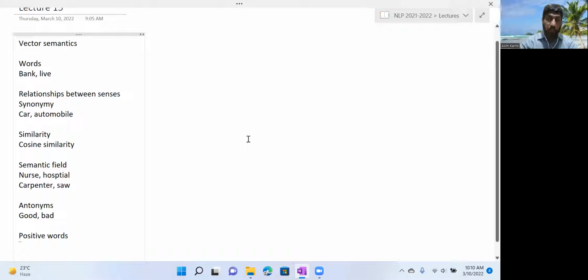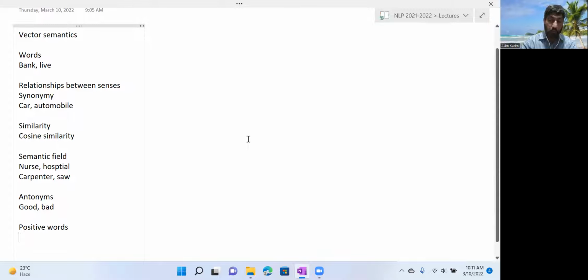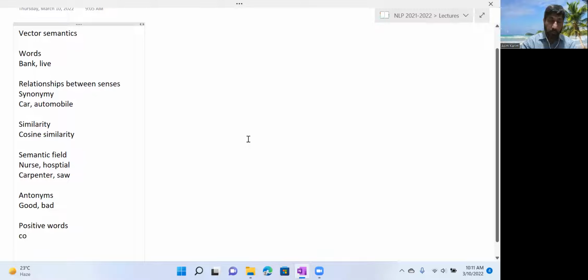By the way, this concept of positive words, negative words, and other emotional aspects of words is also called connotation. So words may have connotations. Okay.